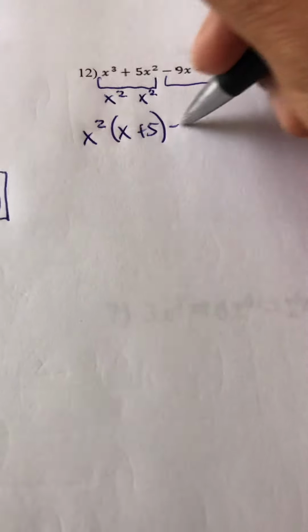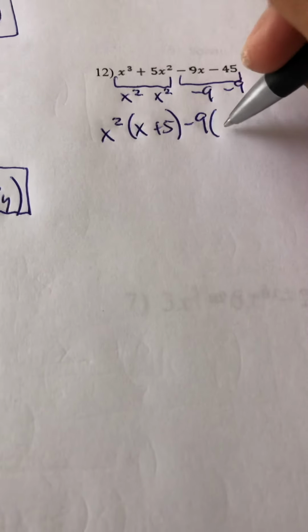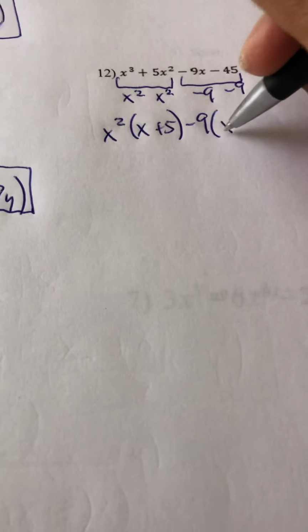The GCF here, because they're both negative, we're going to factor out a negative. It's going to be -9. So we're going to factor out -9 from both of these. We're left with x plus 5. These two binomials are the same. So now what I'm going to do is I'm going to group those two. So I have x plus 5, factor out that common binomial, and group these two individual terms.